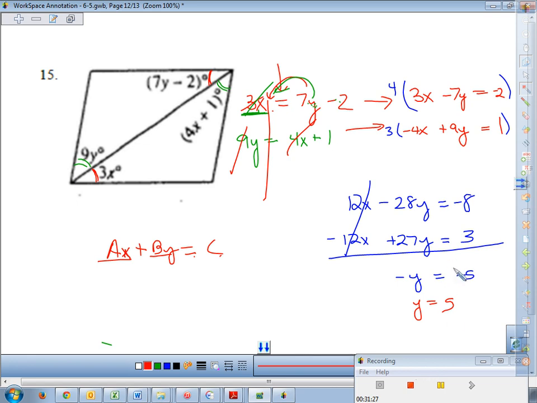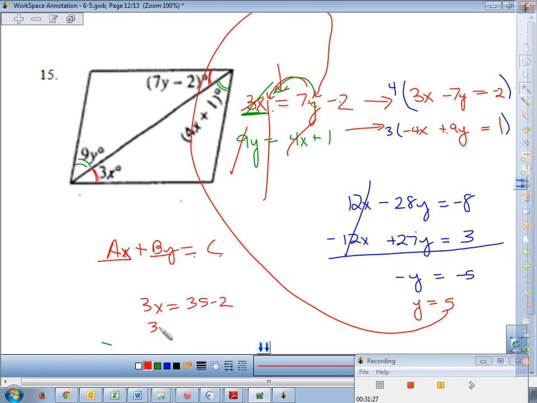So we can substitute into any of these equations that we really want to. And I'm looking around. I know a y value. I'll probably go back into this one, to be quite honest with you. It doesn't matter. You've got 1, 2, 3, 4, 5, 6 different equations to choose from. It doesn't matter where you substitute back into. So 3x equals 35 minus 2. 3x equals 33. X equals 11.